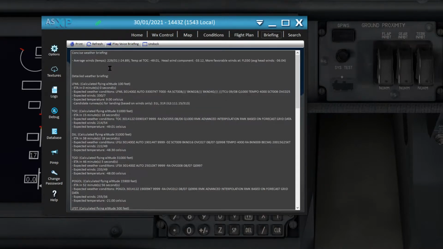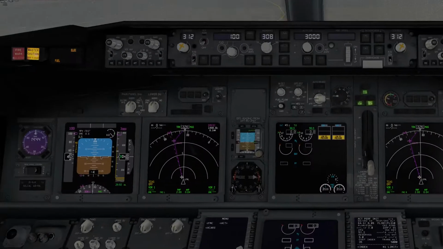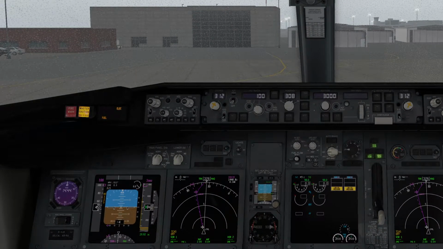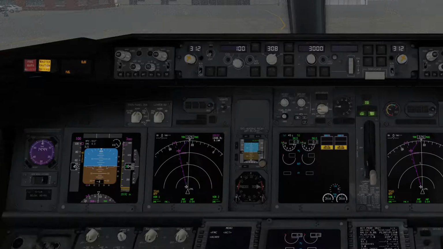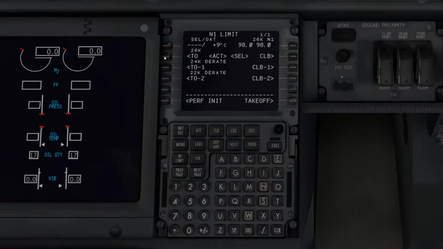Average wind is 229.31. Current temperature, we can check it here, it's 9 degrees Celsius. And on the limit page, the rated takeoff 1 and assumed air temperature 39.